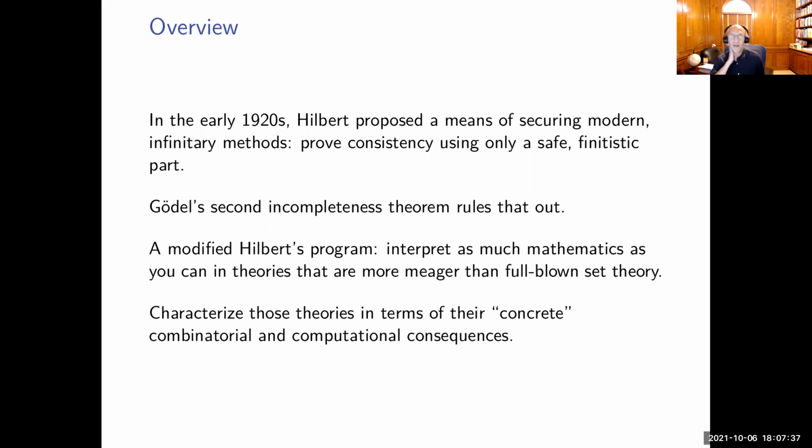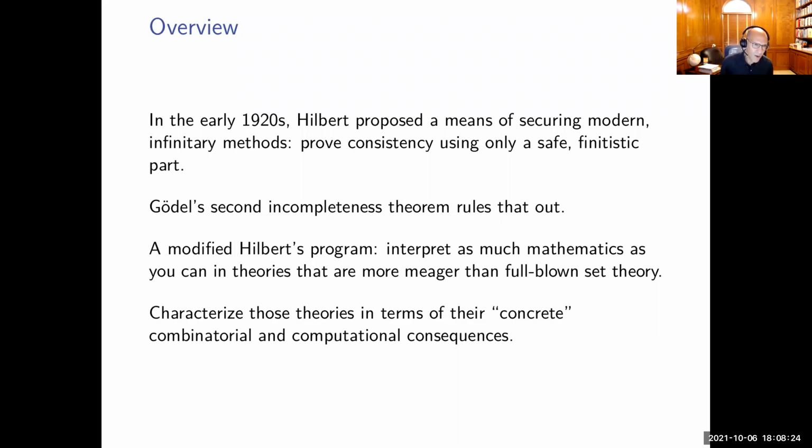Just for historical context, this all goes back to Hilbert's program. Remember, in the 1920s, Hilbert aimed to settle the question of foundations once and for all and secure modern infinitary methods, the kind of methods that were introduced by people like Cantor and Dedekind towards the late 19th century. The idea was to formulate these methods in formal systems and then prove the consistency of these formal systems using only a safe finitistic part of mathematics. Insofar as the finitistic part is part of the modern mathematical method, Gödel's second incompleteness theorem rules that out. Proof theorists looked for ways around that for a while, but I think none of them are quite compelling.